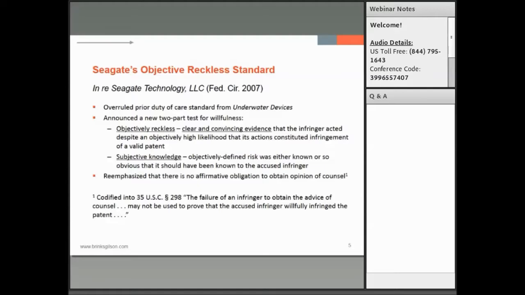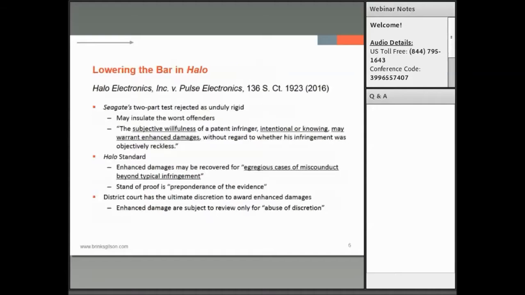and I think what we started to see after Seagate and kind of through its case law was a rather large decrease in the number of opinions that were being requested as a result of the difficulty of trying to overcome this objectively reckless prong.